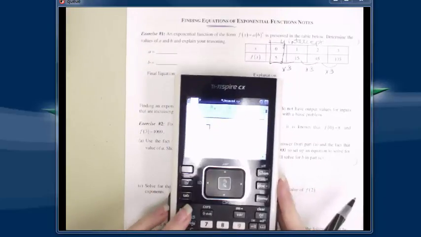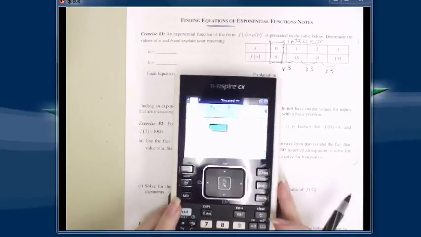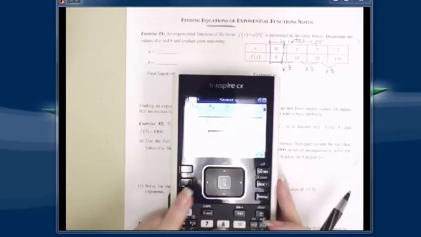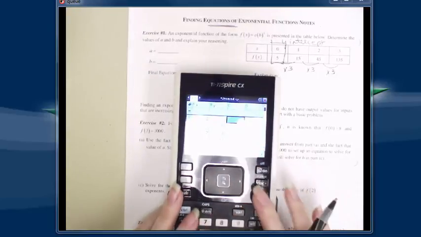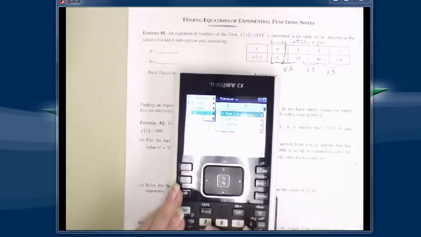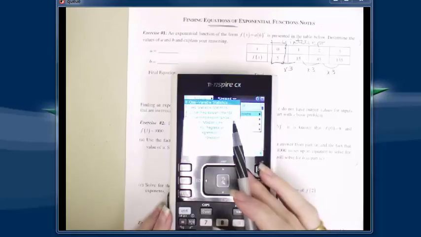So 0, 1, 2, 3, plug those in. Come over here, 5, 15, 45, 135. Get a new box wherever you are. Menu, stats, stat calculations. And before we only had linear. Now we have more pieces.